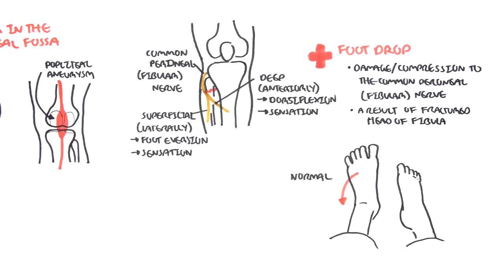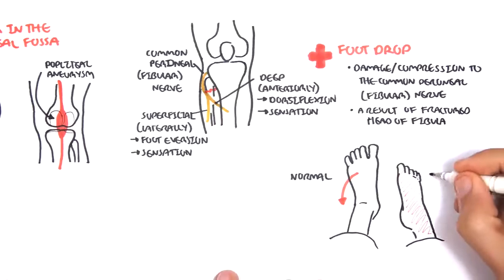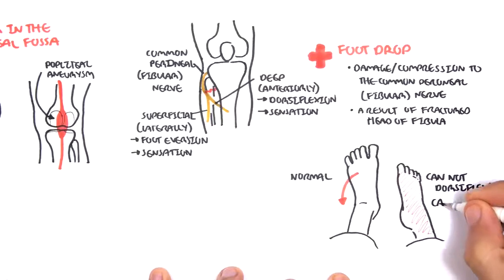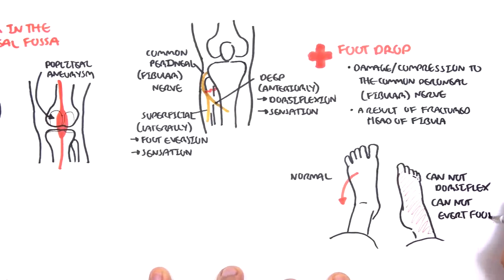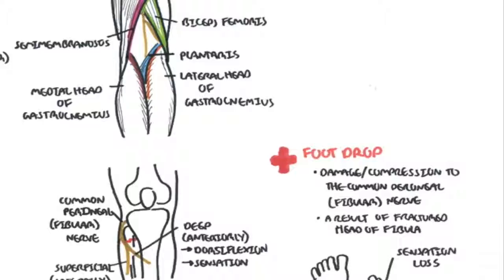And here, obviously, we are looking at the right lower limb. So the person who has damage to the common peroneal nerve on the right side is unable to dorsiflex their right foot and also cannot do foot eversion as well. They will lose sensation of the areas involved.